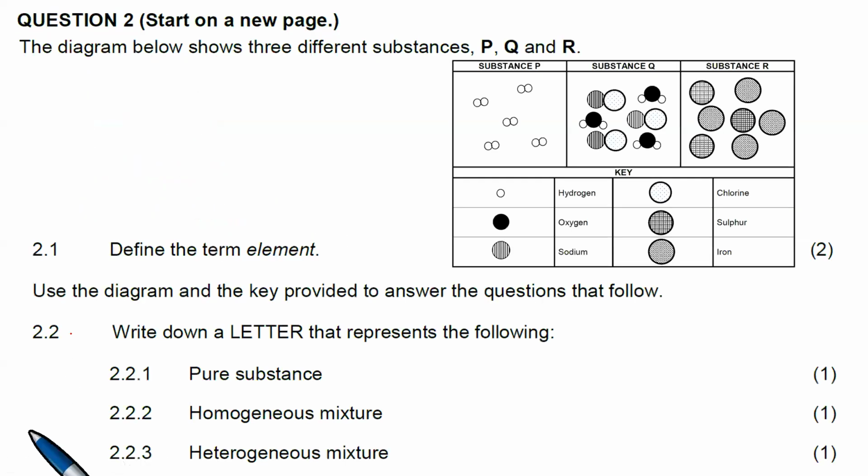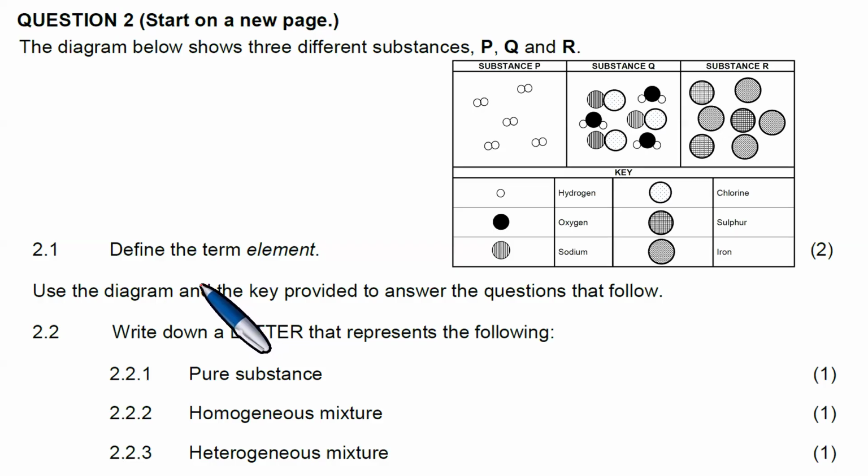Let's move on. Question 2 is about a substance P, a substance Q, a substance R. Let's take a look at these. You have hydrogen, oxygen, sodium, chlorine, sulfur, iron. The diagram below shows 3 different substances, P, Q, and R. Define the term element. What is an element?